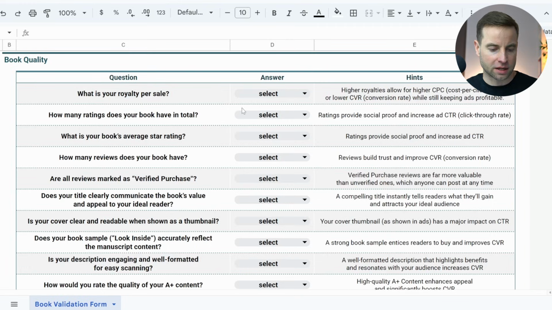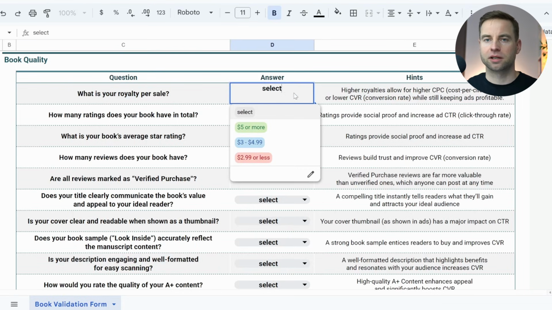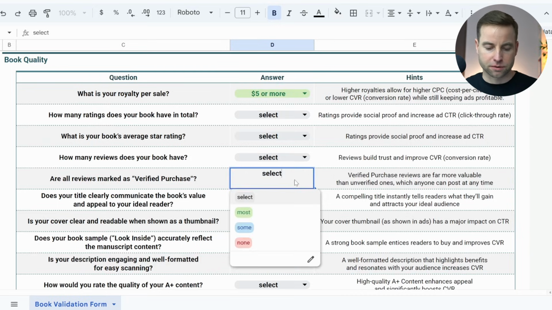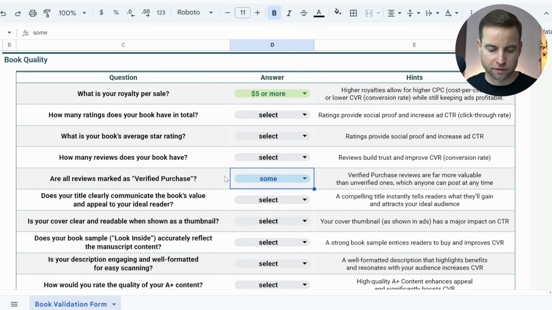If you look at book quality, for example, a really important aspect is your royalty per sale. The higher the royalty, the better, because you have more room for running ads. And also ratings and reviews, and whether these reviews are verified purchase reviews or not.